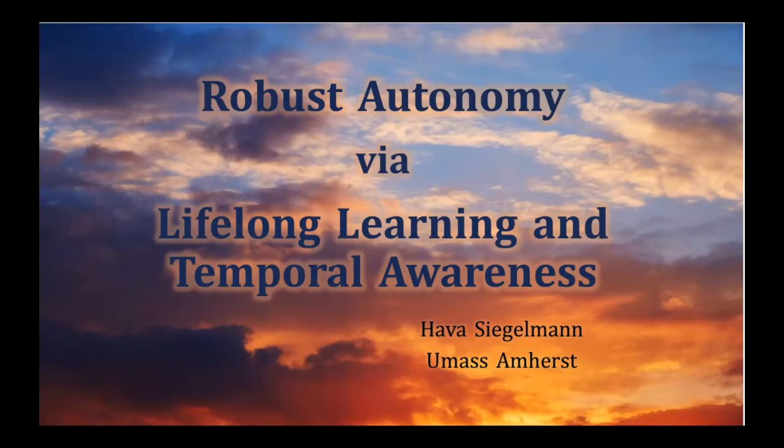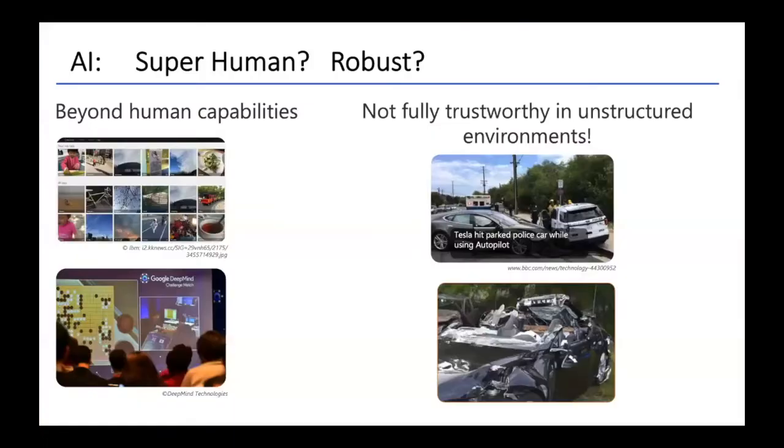So let's start. I would like to talk with you about just a few things we're doing in the lab. And I thought to focus on the main point that we've been interested in. We're looking at robust autonomy by applying both lifelong learning and temporal awareness. And I'll explain to you what these things are.